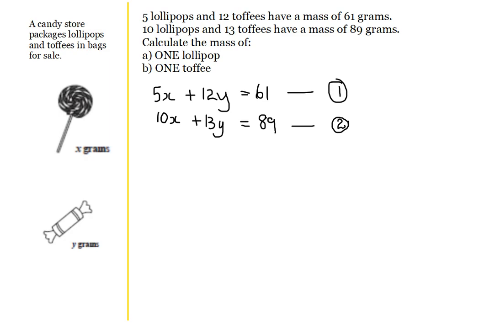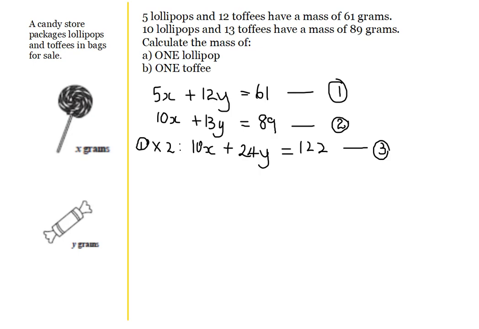So equation 1 by 2 would give me 10x plus 24y is equal to 122. Now remember, you have to multiply everything in the equation as well, right? Not just x. So this is the reason why we have this equation the way we do. Now let's proceed to do our elimination process.